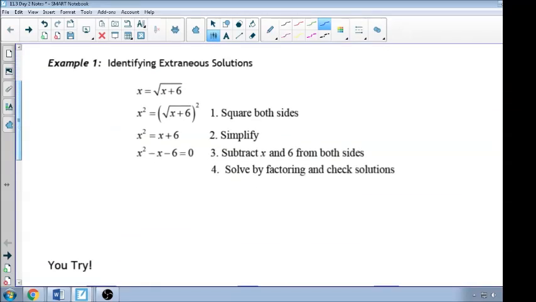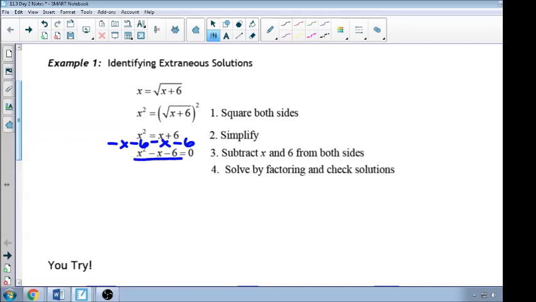Let's go ahead and look at the example that they gave us. We have x equals the square root of x plus 6. Just like our last lesson, we're trying to get the square root isolated, which in this case we already have. So we're going to square both sides. What that gives us is x squared equals x plus 6. Since I have an x squared on the left, I want to bring everything to it. So I'm going to subtract the x and subtract the 6 from both sides. That brings us here: x squared minus x minus 6.